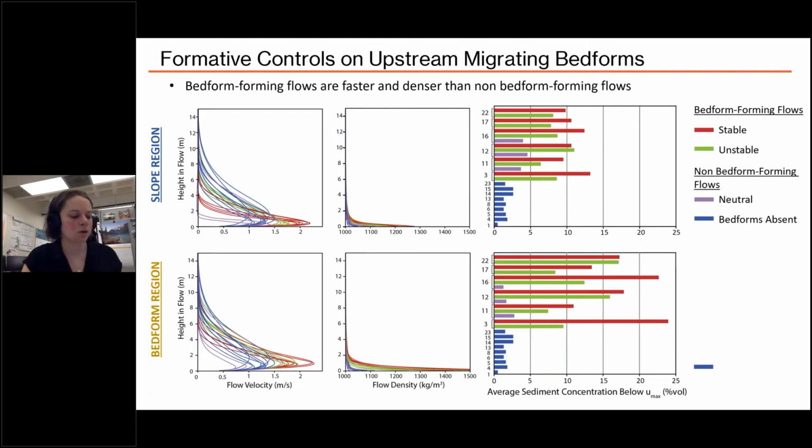The graphs on the left show average velocity and density profiles for each flow state in each trial, and they're calculated over the slope region and the bedform region. You can see that bedform forming flows, which are represented by the red and the green lines, are distinctly faster and denser than non-bedform forming flows, which are represented by the blue and the purple lines. And this occurs both over the slope region and the bedform region. This is further highlighted by the graphs on the right, which show average sediment concentration below the velocity maximum, where a value of around 5% volume seems to distinguish these 2 flow groups. So from these results, it seems that density is really important in flows that form bedforms.